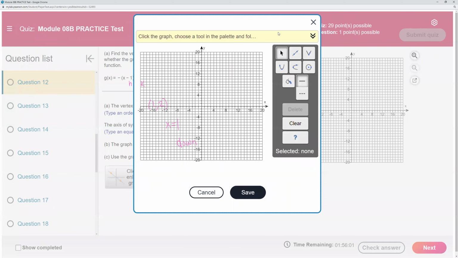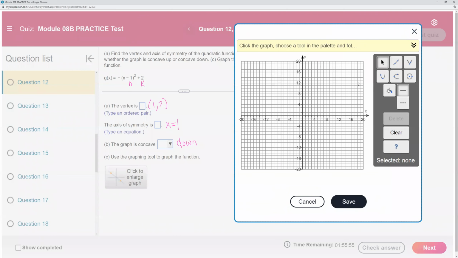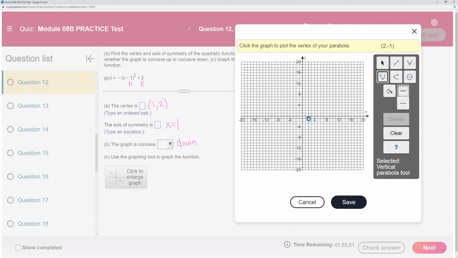So we open up the tool. Let me just see if I can move it off to the side. There we go. So we're going to pick the parabola tool, and we're going to go to our vertex, which is (1, 2). I'm going to go ahead and click that. And then we want to pick a second point, but we don't know one yet. So I would then go over to the side and work out another point. Usually if my vertex doesn't include 0, I would use that.